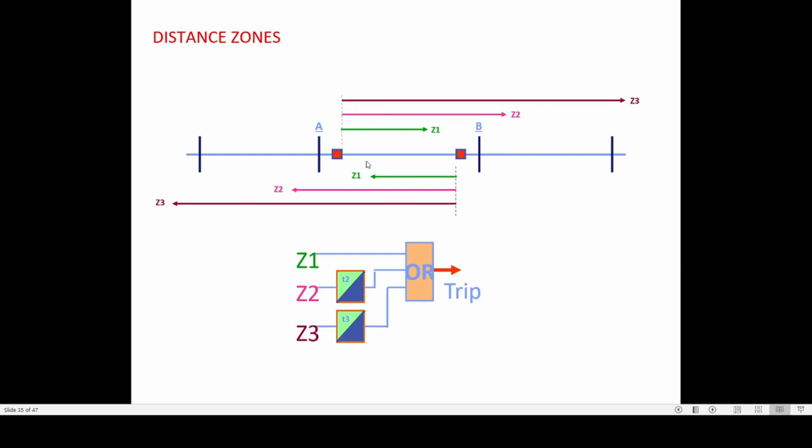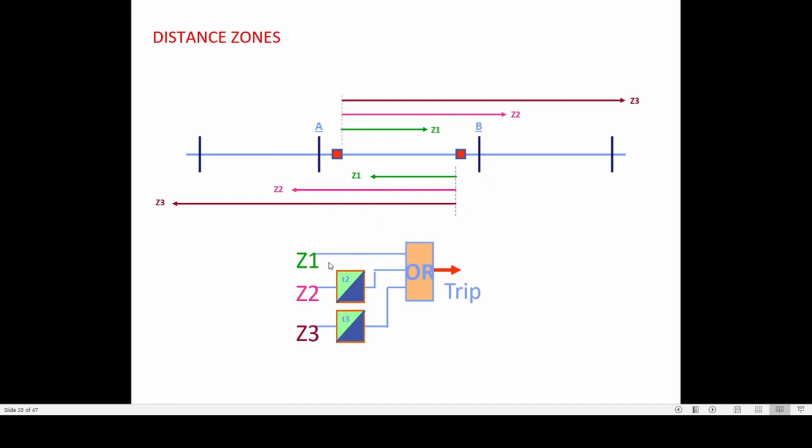Zone 3 is the backup of the remote substation. So zone 3 will cover not only the principal line but also the longest line from the adjacent bus. So zone 3 is the total impedance of the principal line plus the adjacent line length. Similarly, for substation B, zone 1 is 80%, zone 2 is 120%, and zone 3 is the total line impedance AB plus the longest line from substation A.